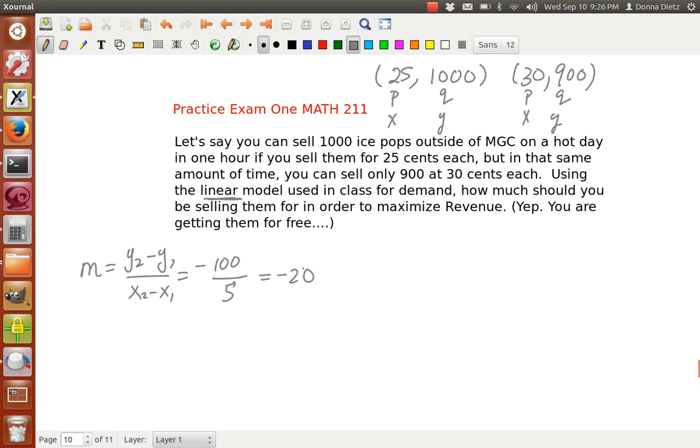Which, of course, it'd be crazy to try to sell one of these for 26 cents. Nobody would buy them. It's kind of silly, right? Okay, who's going to go digging out a penny so you can buy these things?